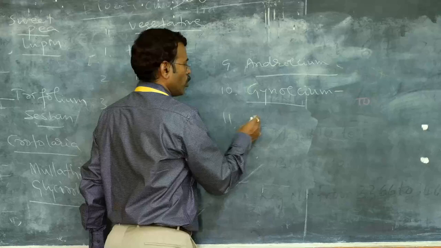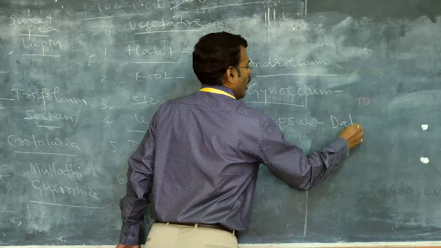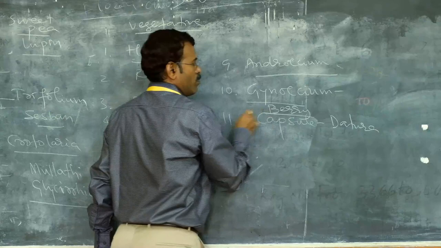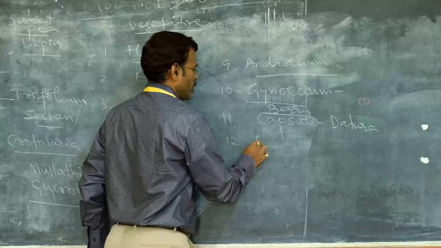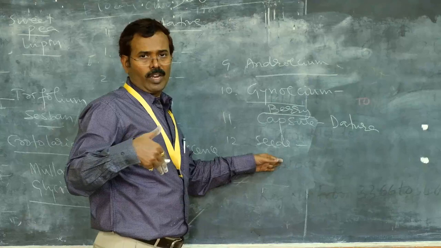Fruit usually you have capsule in case of Datura. Otherwise, usually the fruit is berry. The fruit is berry, capsule in case of Datura. Berry example, you know, tomato. Then seeds, seeds are many, and these seeds are endospermic in case of Solanaceae.